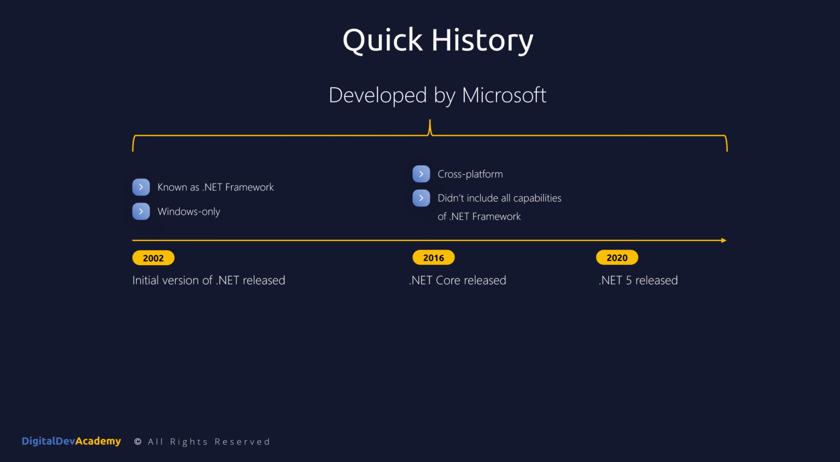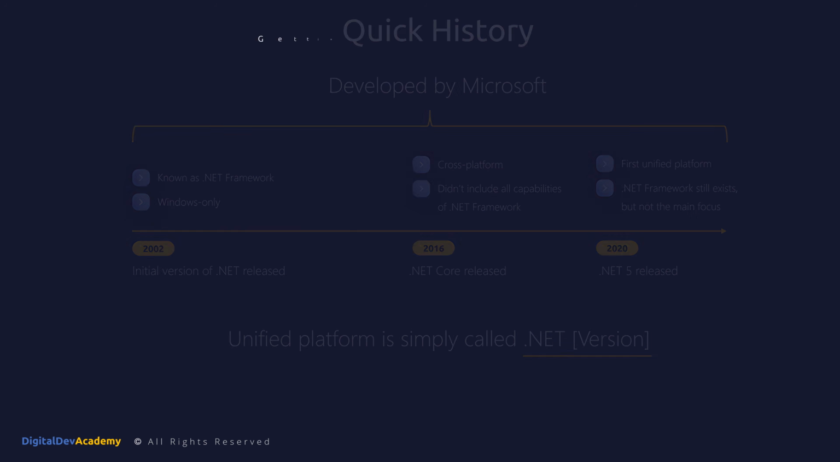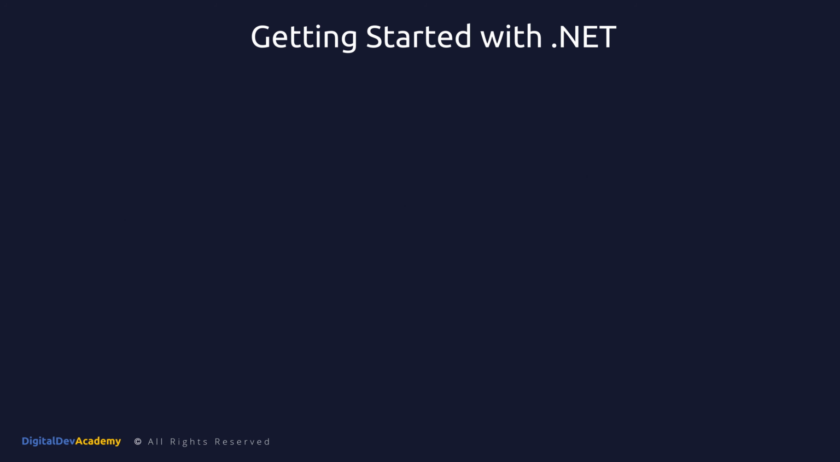Right around 2020, Microsoft released .NET 5. This was the first unified platform, bringing together many of the capabilities of .NET Framework and .NET Core. .NET Framework still exists at the time of recording, but it is no longer the primary focus and is simply maintained for legacy apps. With .NET 6 and later versions, this unification continued. Today, the unified platform is simply called .NET, followed by its version number, such as .NET 8, .NET 9, .NET 10, and so on. Now let's get more practical and talk about how you actually write applications using .NET.